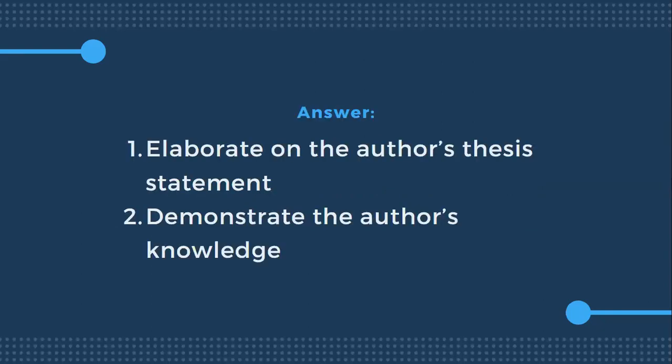Okay, so like Daryl said, the two most important purposes of an academic paper are, first of all, to elaborate on the author's thesis statement. And the second purpose is to demonstrate the author's knowledge through the research and the thought process that is presented in the paper's writing.